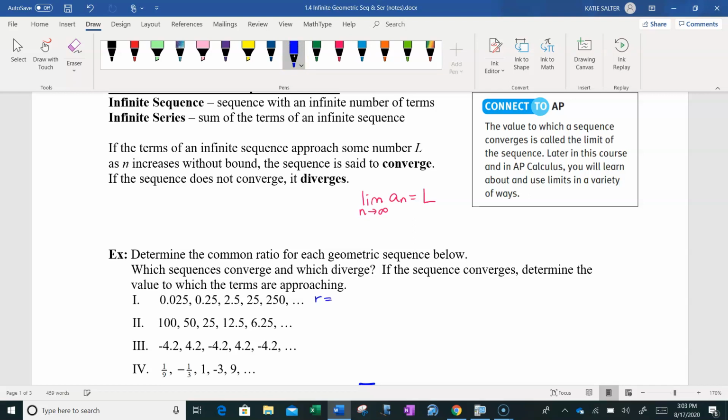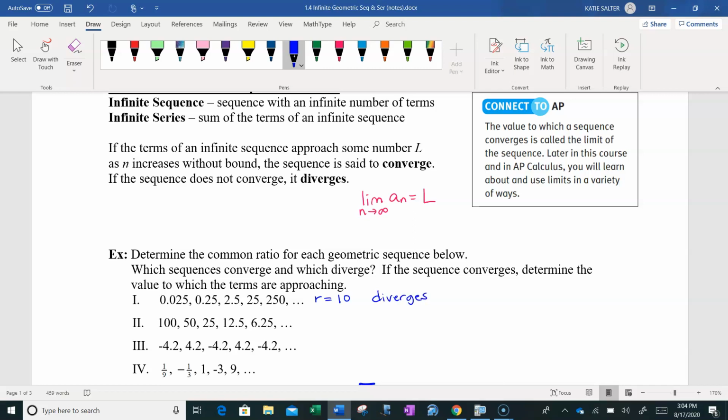So in this case, we can see that the common ratio is 10. If you look at it, as we go across these terms, they seem to be getting further and further away from each other. We could see that the next term would be 2,500, then 25,000, and so on. So this is definitely not converging. It's getting bigger and bigger, so we would say this sequence diverges.